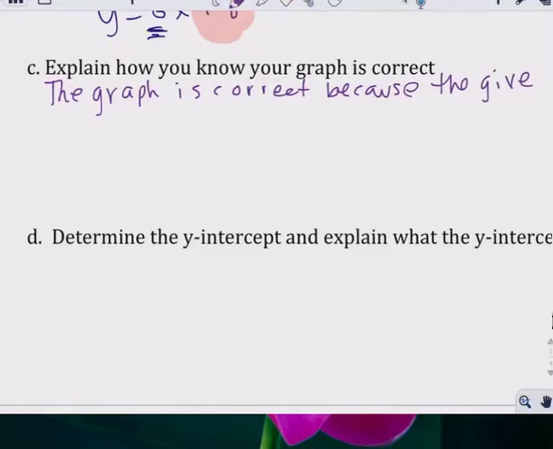I know you were looking at the pictures there, but the graph is correct because the given information... those are a great question to ask your parents though.